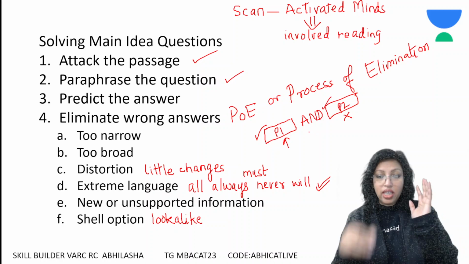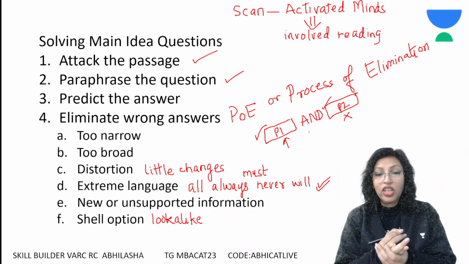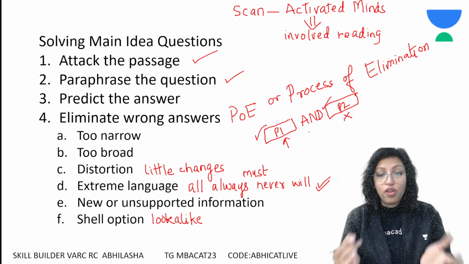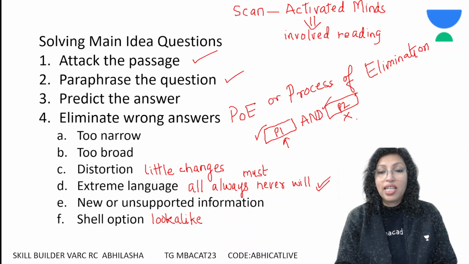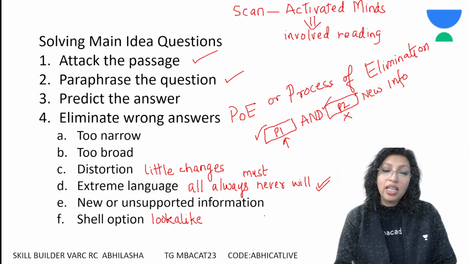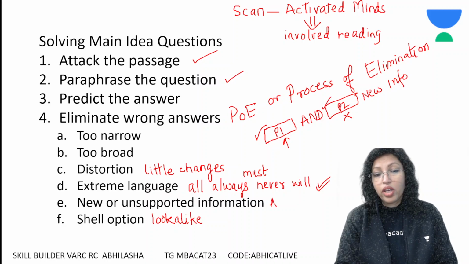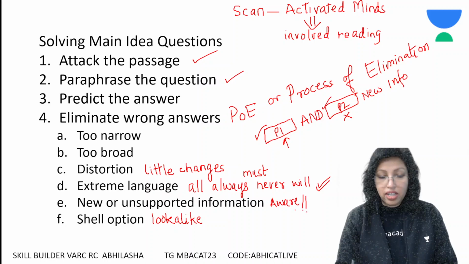So remember, when they give you an option and there are two pieces of information given in that, please verify both of them, because one of them may just be a new information and that new information is not given in the passage. So any new or unsupported information, please be very careful with that. Careful, careful, careful. Okay, you have to be aware that this might be a trick.